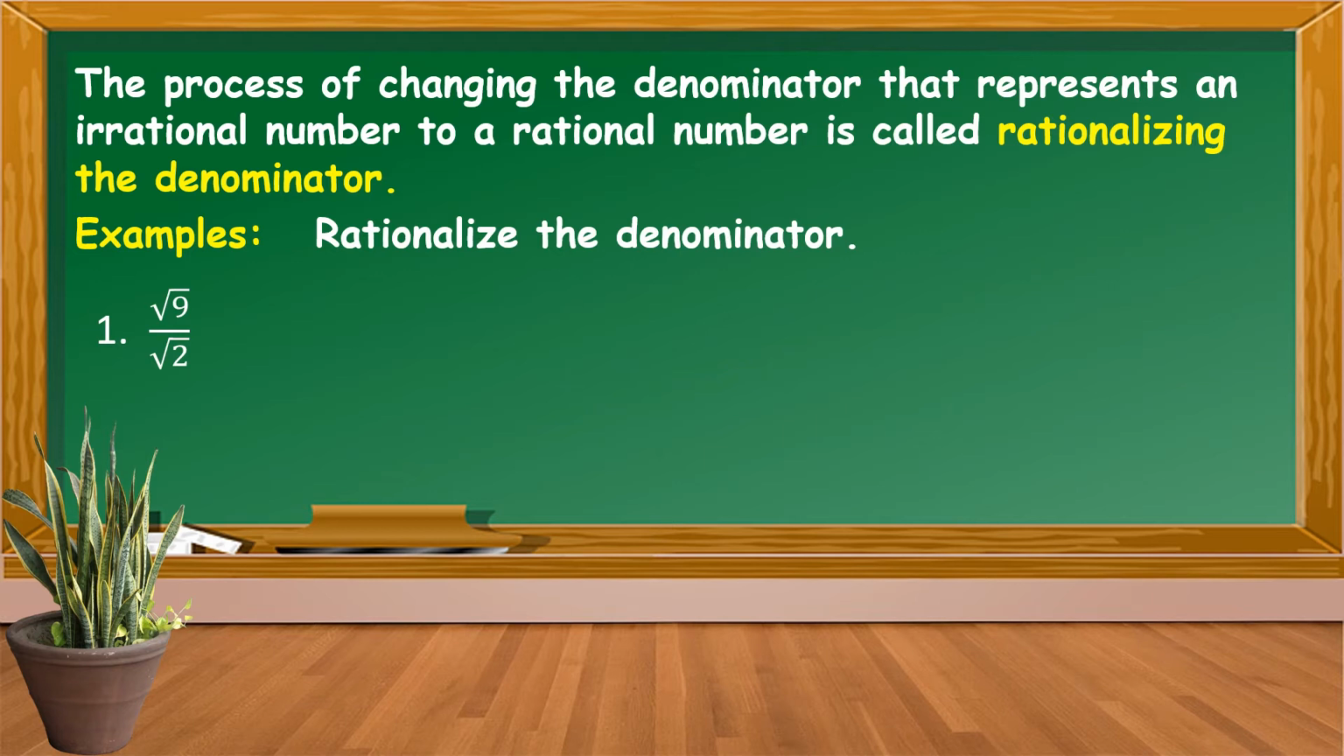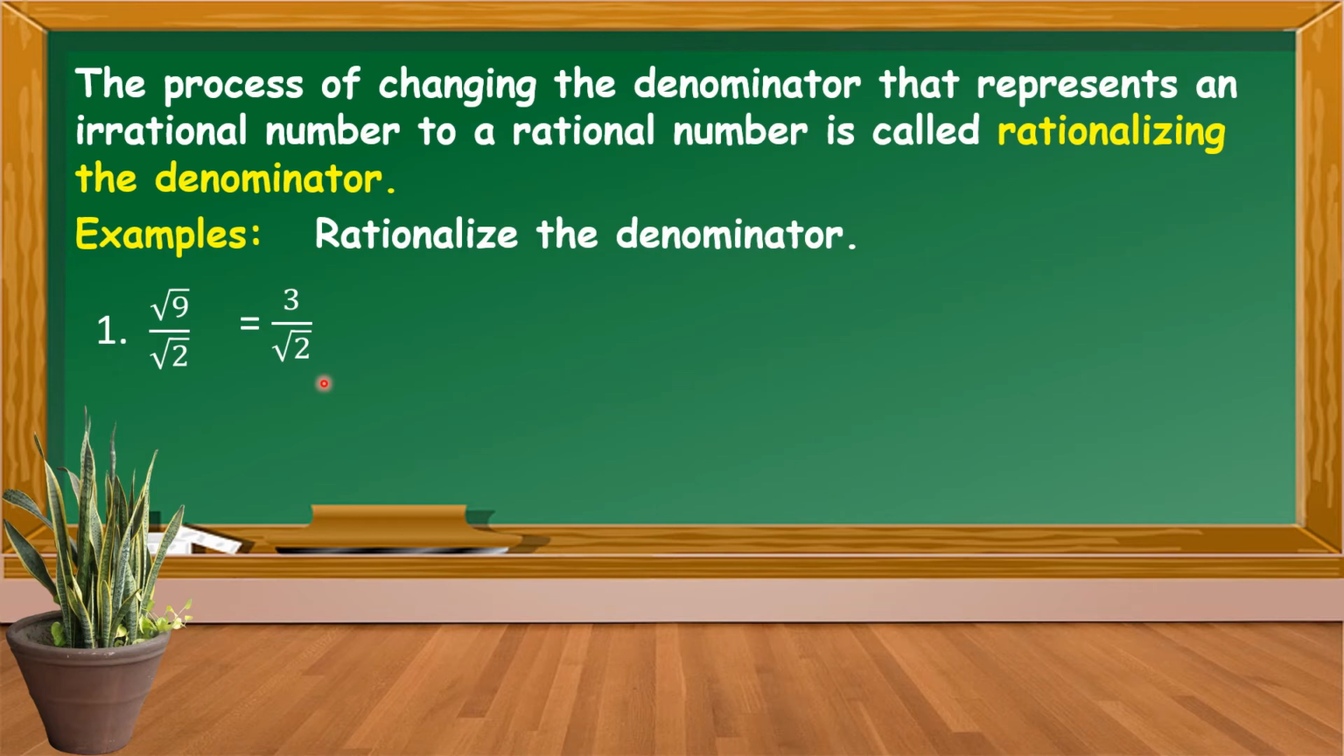Yes, 9 is a perfect square, so the square root of 9 is 3. But this square root of 2 is not a perfect square, so we remain this as our denominator. So we have 3 over square root of 2. We cannot say that this 3 divided by square root of 2 is our final answer, because, as I've said earlier, when a denominator has a radical, it is not considered a simplified form. So that's why we are going to rationalize.